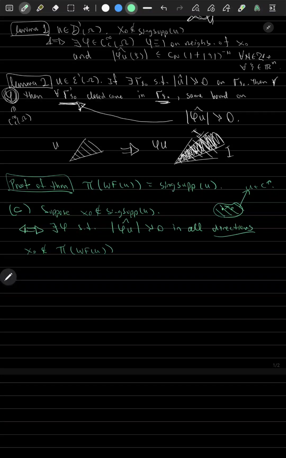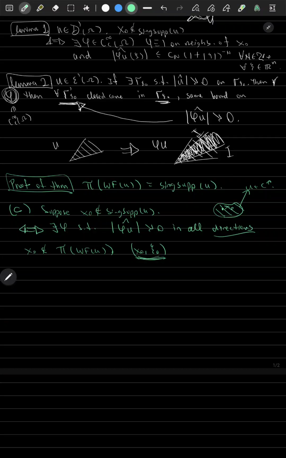And in fact, what does it mean to be in the projection of the wavefront set of u? That means there must exist, for x0, a xi0 in the cotangent space, such that x0, xi0 is in the complement of the C infinity set, essentially. So we can't have rapid decay along this direction.